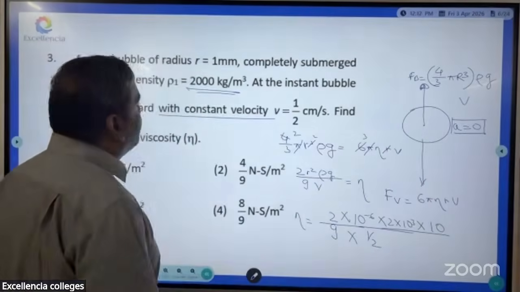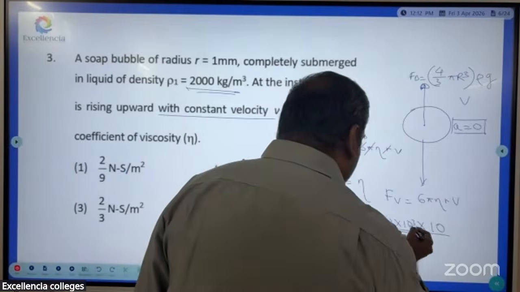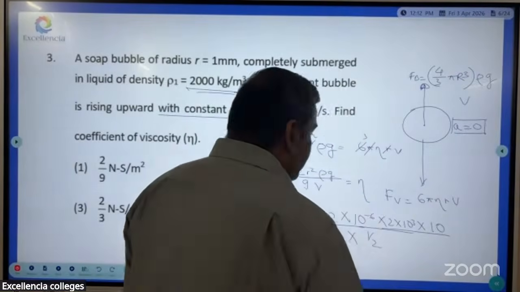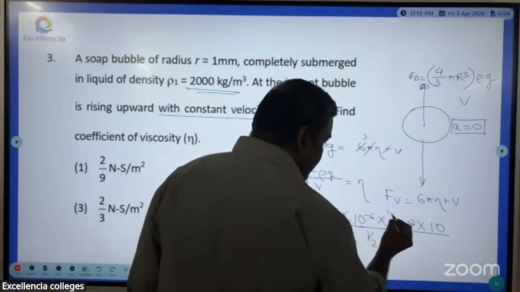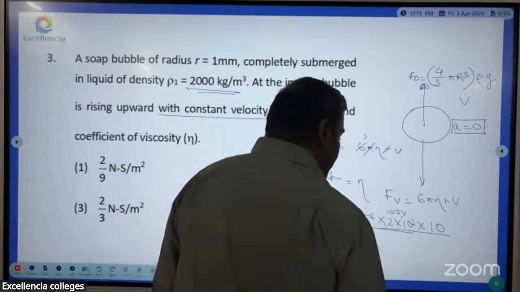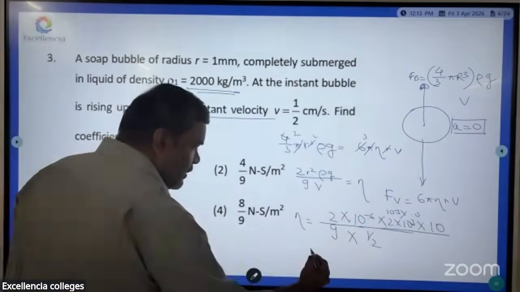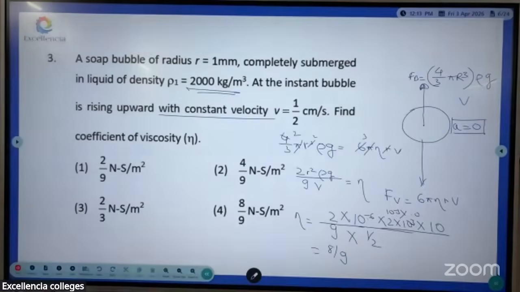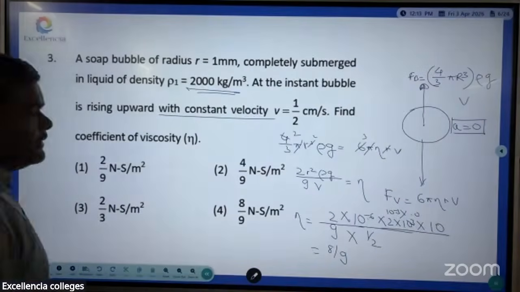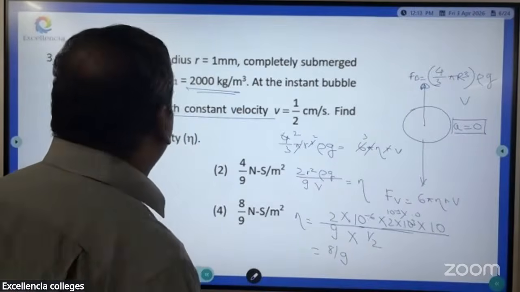Right. So 1 mm squared, so I'm going to get 10 to the power minus 6. This is going to become 10 raised to the power 3, and minus 6 will become 10 raised to the power minus 3 here. Multiplied with another 10 here. And here 2 to the 4, 4 to the 8. That's going to give me 8 by 9. That's the value, 8 by 9, and that's the value of 6 pi eta R V into 2 into density.